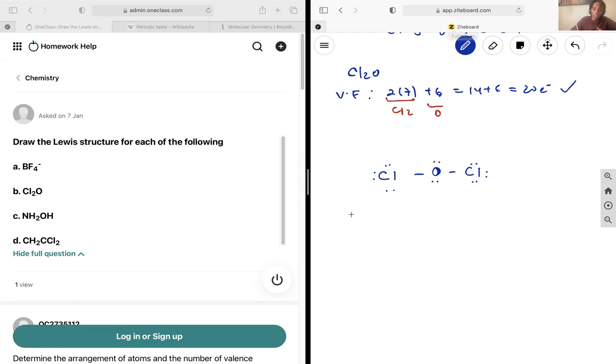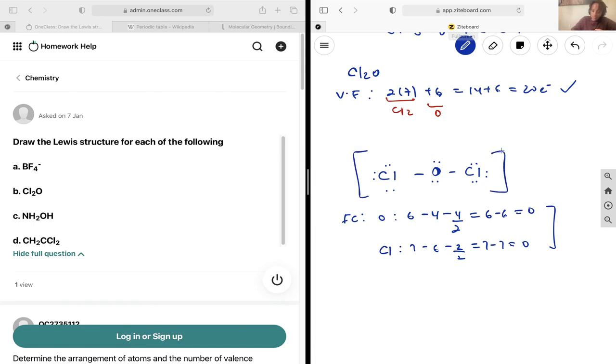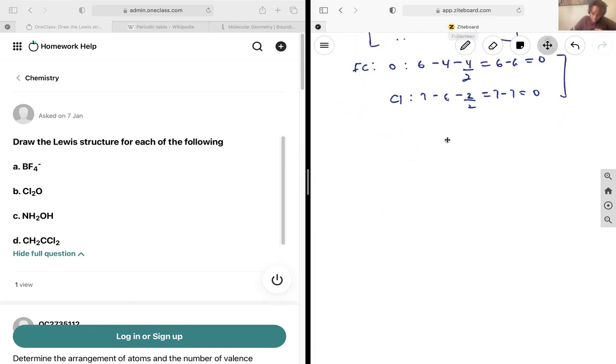Let's double check on our formal charge. On the oxygen, we're going to have 6 minus 4 minus 4 over 2. That's just 6 minus 6, giving us 0. On the chlorine, we're going to have 7 minus 6 minus 2 over 2 for both of them, which is 7 minus 7, giving us 0. This makes sense. We expected a net formal charge of 0, which we've gotten, and the valence electrons are all taken care of. So this is our final structure. On to the next question.